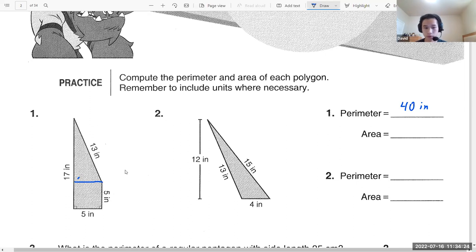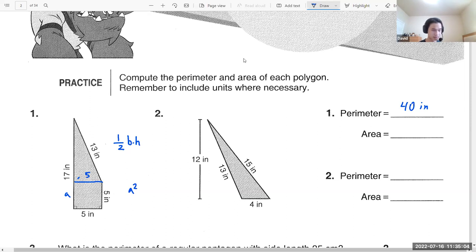A triangle is 1/2 base times height. Square is just the side squared. So we'll call it a squared, if we say one side of the square is a. So for the triangle, if we take a look, the base here is 5, because this is part of the square. So base times height, which is 17 times 5.